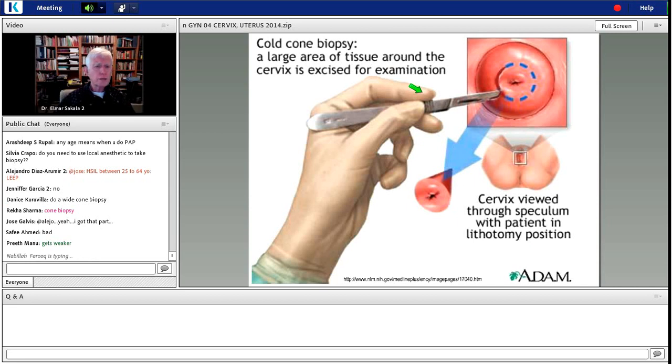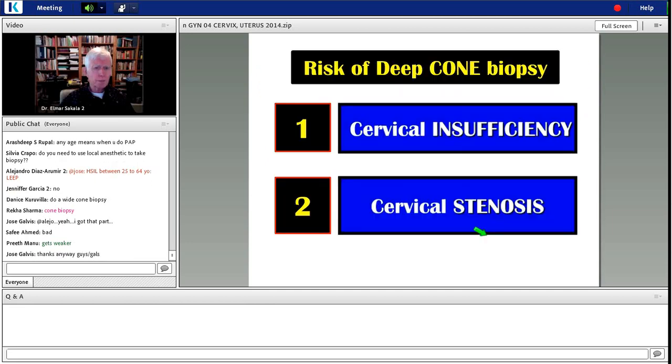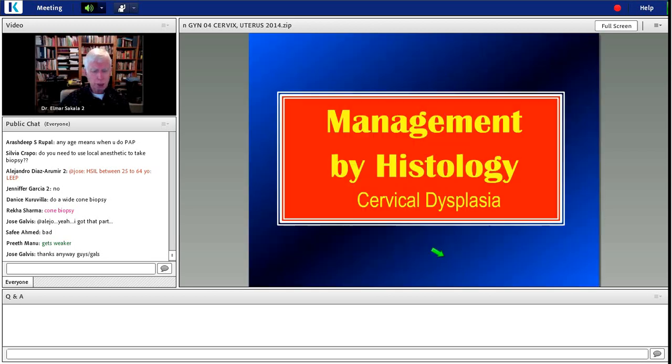So this is a cold knife cone. I showed you this yesterday. This would be an indication for endocervical curettage. This is metaplastic normal epithelium. Possible risks of a deep cone biopsy are cervical insufficiency and cervical stenosis. We'll talk more about that probably on Thursday.